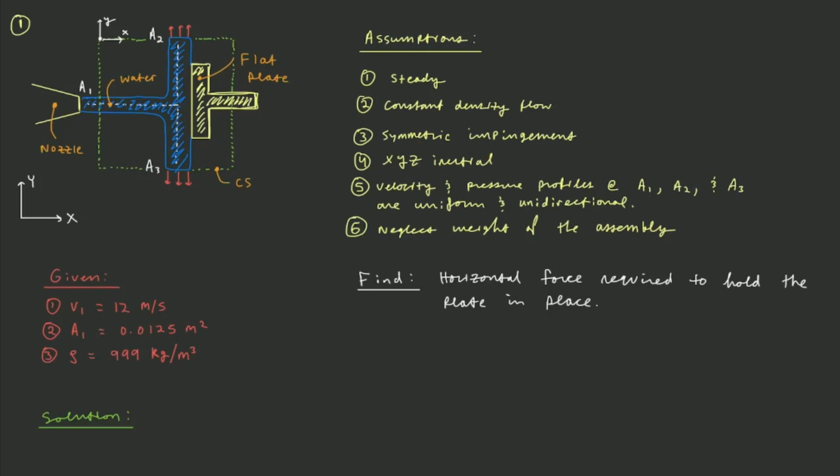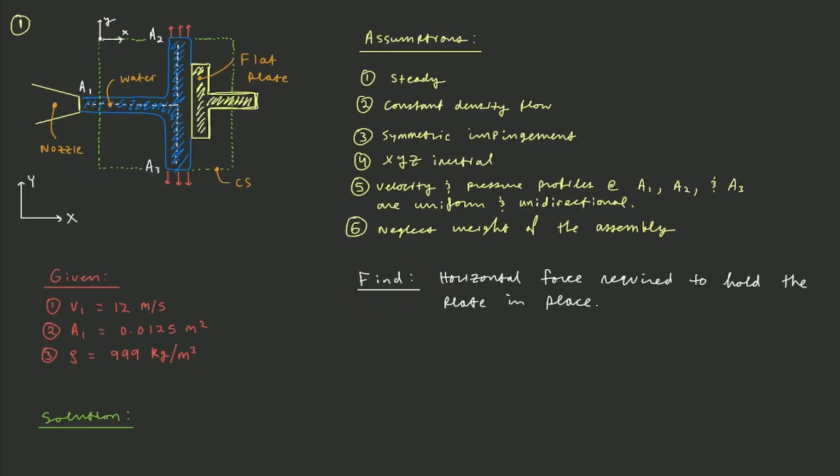Four, XYZ is inertial, so the control frame is inertial, so this is a non-accelerating control volume, which means we can apply Newton's second law in its standard form. Five, the velocity and pressure profiles at A1, A2, and A3 are uniform and unidirectional. And six, we can neglect the weight of the assembly. So we're going to neglect the weight of the flat plate, the water, the air, all of that stuff within the control surface, within this control volume.